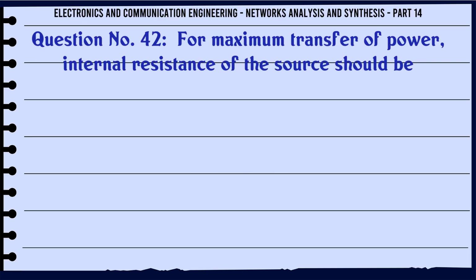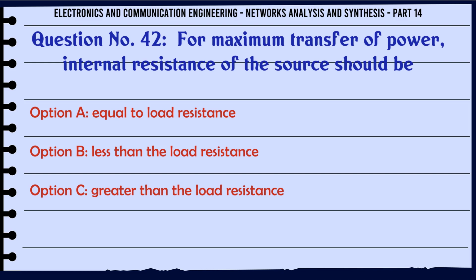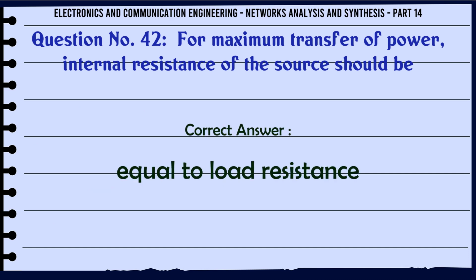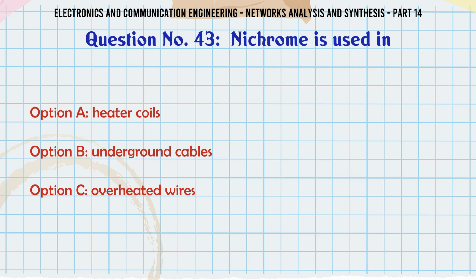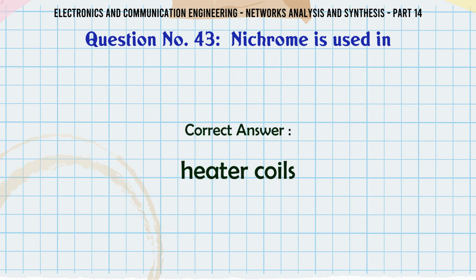For maximum transfer of power, internal resistance of the source should be: A, equal to load resistance; B, less than the load resistance; C, greater than the load resistance; D, none of the above. The correct answer is equal to load resistance. Nichrome is used in: A, heater coils; B, underground cables; C, overheated wires; D, lamp filament. The correct answer is heater coils.